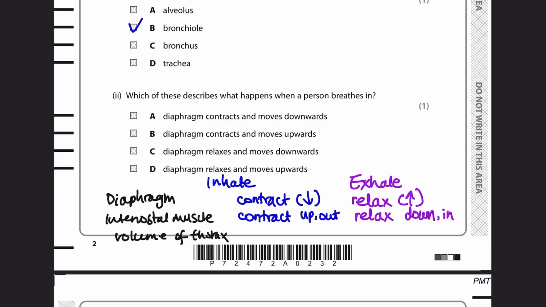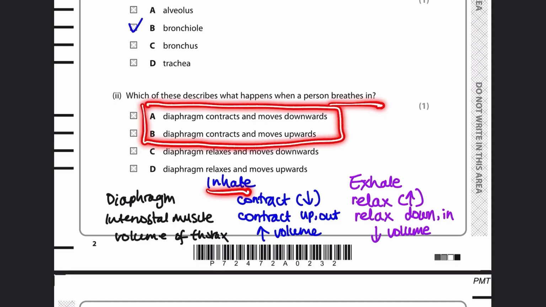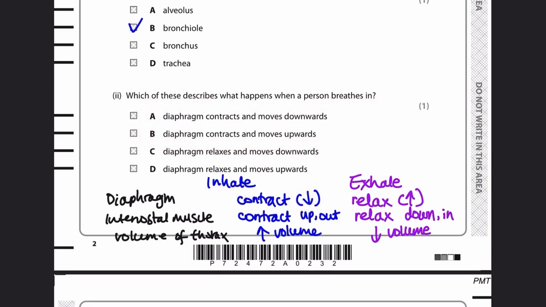And finally, for the volume of your thorax, when you inhale, deep breath, you can feel the volume increase, right? So increase volume. And then when you breathe out, you can feel your chest sink in, and that is decrease in volume. So if this was a long answer, that's what you would cover. These three things, if they ask you anything about inhale or exhale. So back to this question then, when you breathe in, that will be inhale. The diaphragm contracts, therefore it's got to be either A or B. And when it contracts, it will move down, downwards. Answer is A.